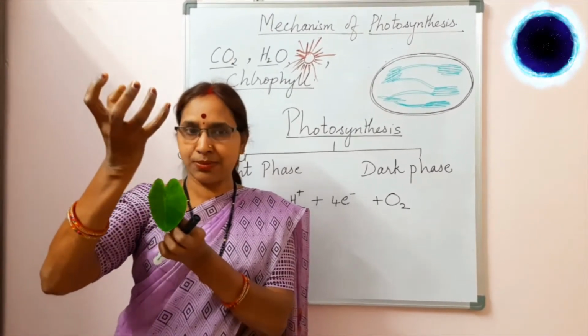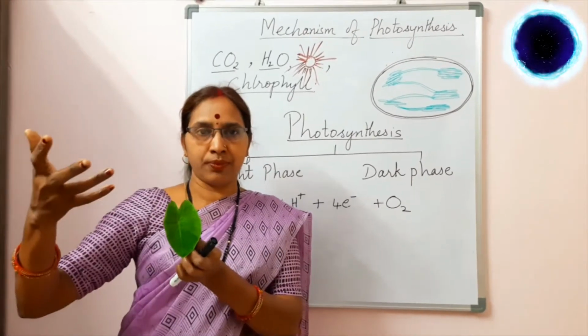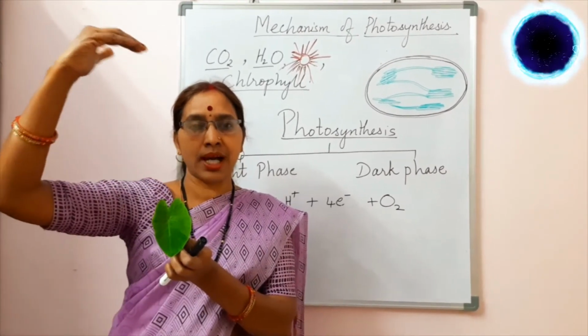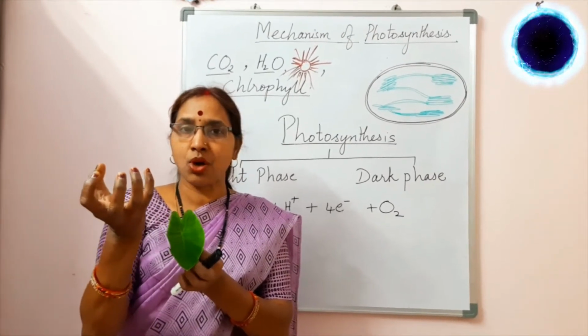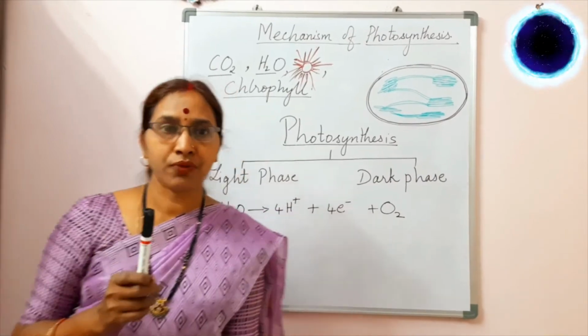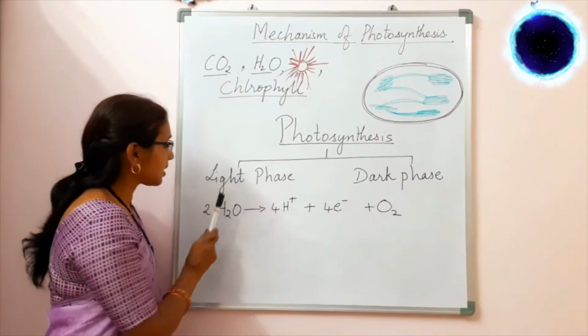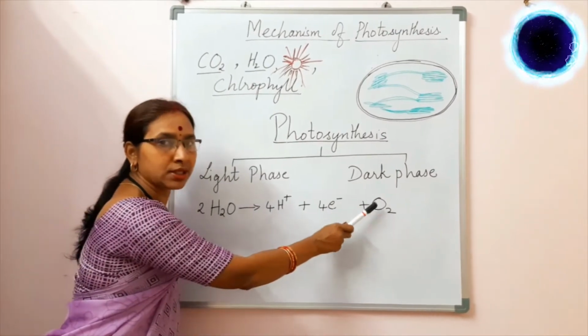When it absorbs the light energy from the sunlight, it loses an electron and that electron rises to a higher state. When it loses an electron, the chlorophyll molecule becomes oxidized. Now this oxidizing power of the chlorophyll molecule splits the water molecule into protons and electrons, and oxygen is released.